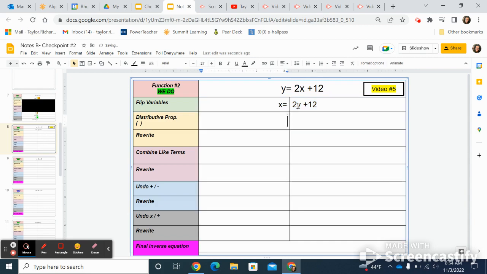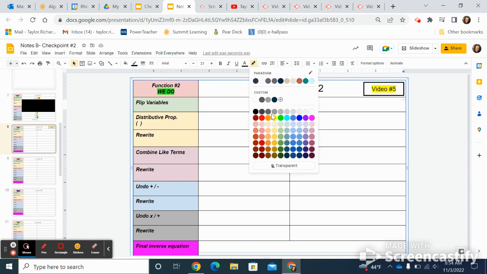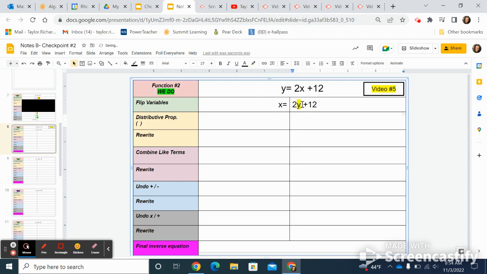Okay. Remember, the goal here is we're trying to get y by itself because equations start with y equals. Right now we have x equals. We don't want that. We want it to be y equals. So I'm focusing on this y and getting everything else away from it and getting it by itself. So let's go through our steps.